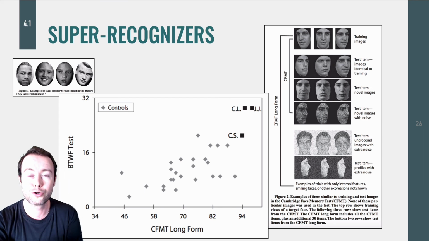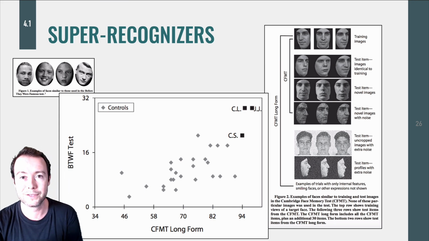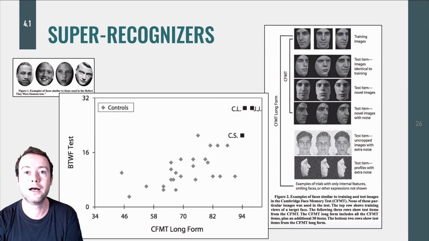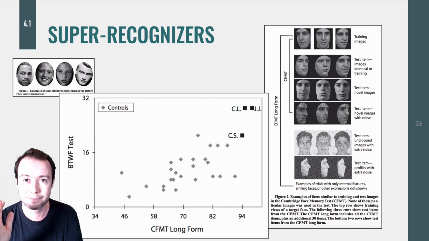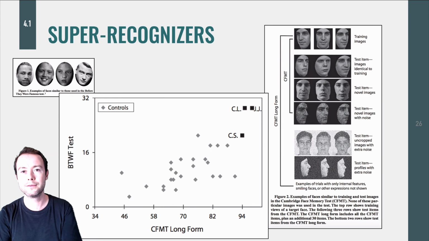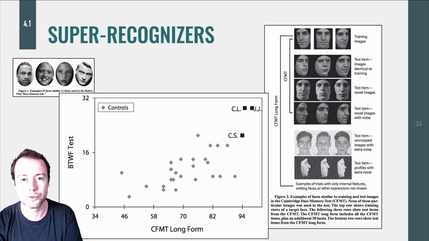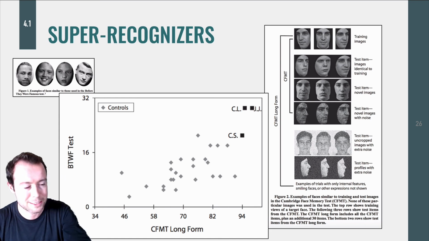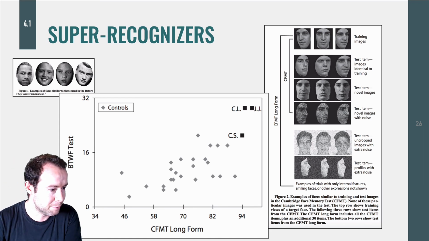You might then uncrop the image. So you would have the same person, but now you've got extra details such as their hair that you haven't seen before. You've got their ears. And then at the hardest level, you would see their face at a profile view, something that you haven't learned before. You can gauge someone's performance on this as a score from 0 to 100. What's plotted on the figure is individuals' performance on the y-axis, the before they were famous test, and along the x-axis, the Cambridge Face Memory Test.